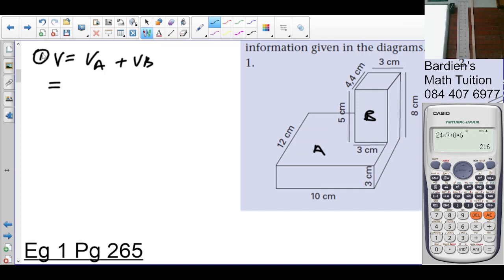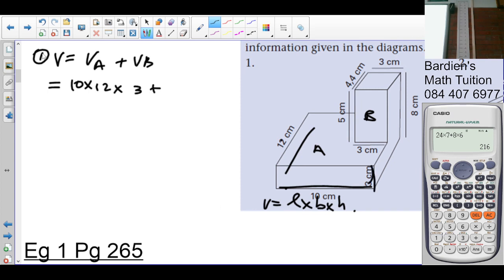How do you calculate the volume of a prism? It's length times breadth times height, not so? So the volume is going to be length times breadth times height. So my length is 10, my breadth is 12, as you can see here, or vice versa, times the height, which is 3, plus, now we look at the other shape.